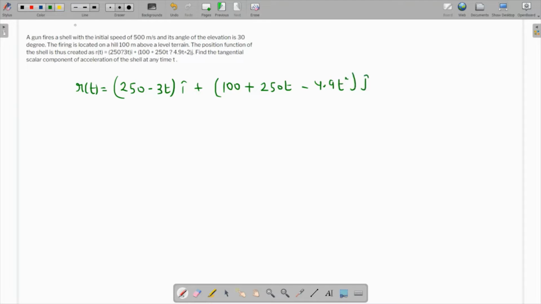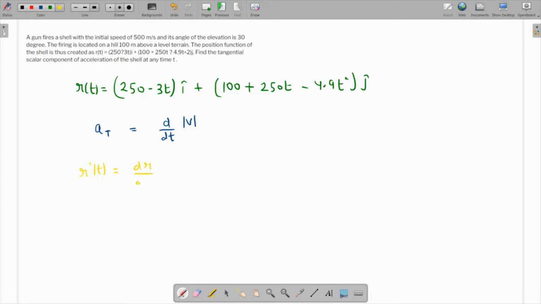This is how the position vector is given, and we need to find the tangential scalar component of the acceleration at any time t. For that we must know the formula. The tangential component, let's represent it by a_T, is the derivative d/dt of the magnitude of the velocity. So first, we need to find the velocity, which is given by r'(t).